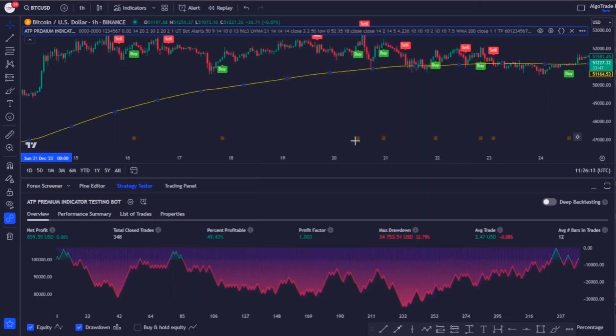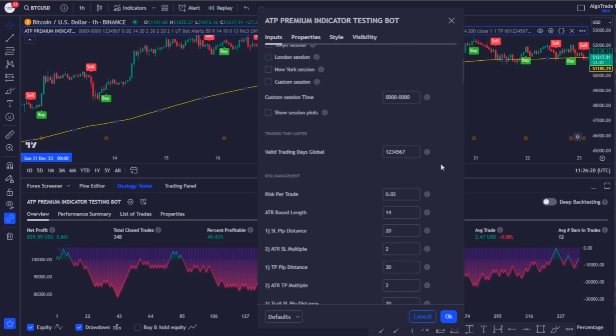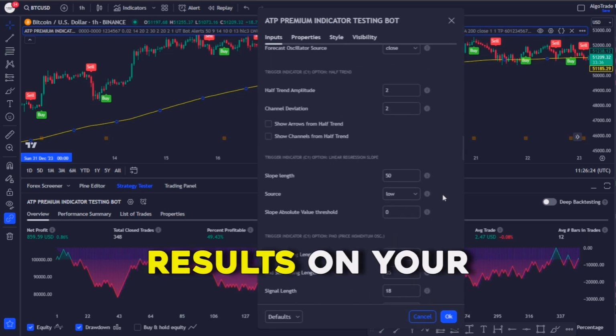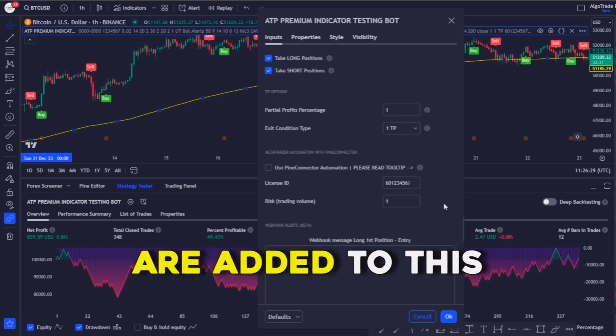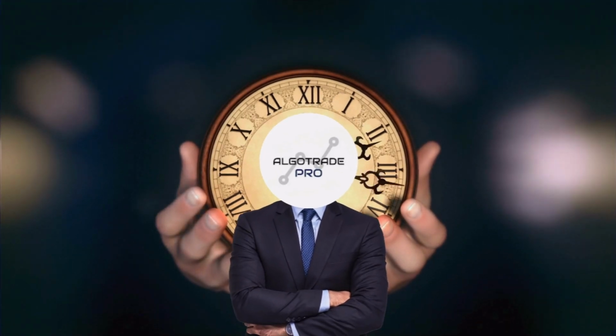And if you would like to test it on other data samples with other risk management conditions or even with different settings, you just need to tell the bot what to do, and again in seconds you will have all the updated results on your charts. And the best part, from week to week new indicators are added to this special trading tool. In a few minutes I will tell you how you can access and use this tool as well.